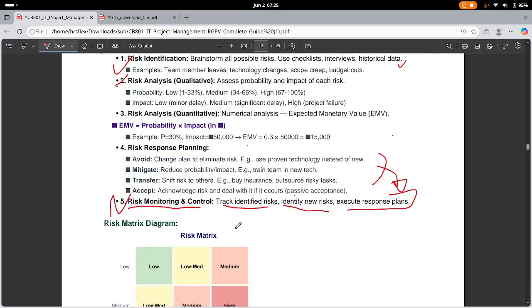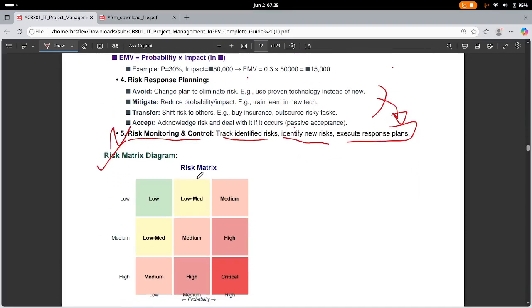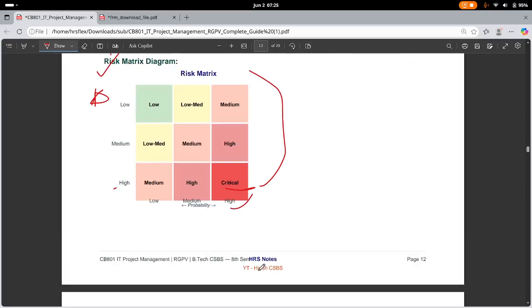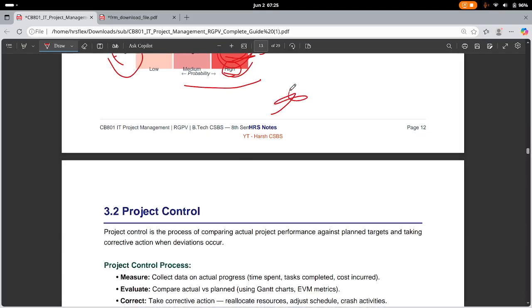Okay. Now what is a risk matrix diagram? It is also important. You must put this diagram whenever there is a risk. So if you have low, low, this is medium, this is high. So high and high will give you a critical risk. It is written there. It will just give you an idea of the probability, and if you have a high probability and a high impact, you will get a critical risk. So this diagram is important.